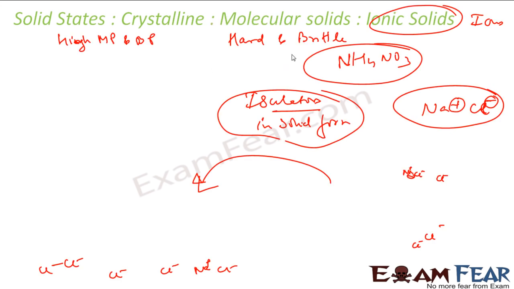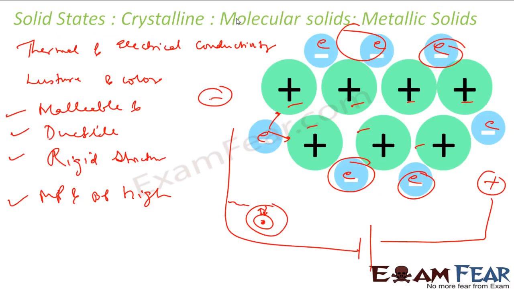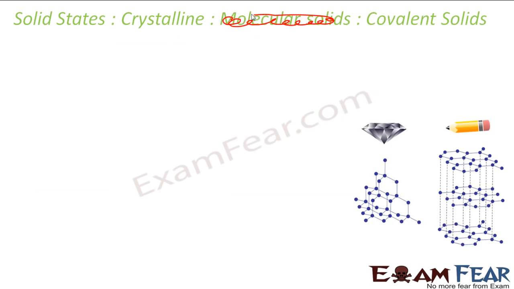There is a mistake here. This ionic solid is not part of molecular solid. It is part of crystalline solid. Similarly, this is also not part of metallic solid, it is also not a category of crystalline. So these are all directly part of crystalline solid. They are not part of molecular solid. Molecular solid will have three parts, we discussed that: polar, non-polar.